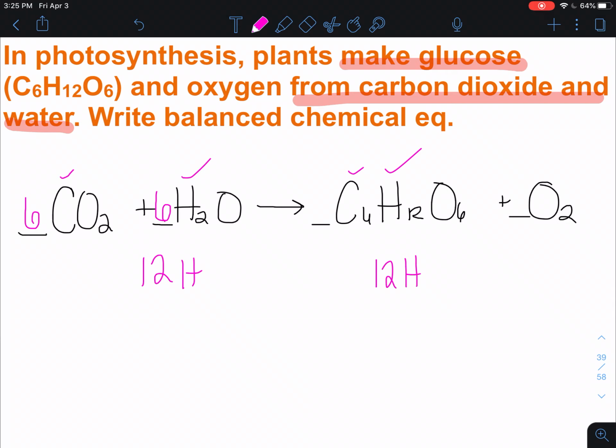Now, what's left are my oxygens. All right, so I have quite a few now on the reactant side. From CO2, I have 12 oxygens, right? Because there's 2 per CO2 molecule, and there are 6 of them, so 12. And I have 6 oxygens from water, so a total of 18 oxygens. On the product side, I only have 2.